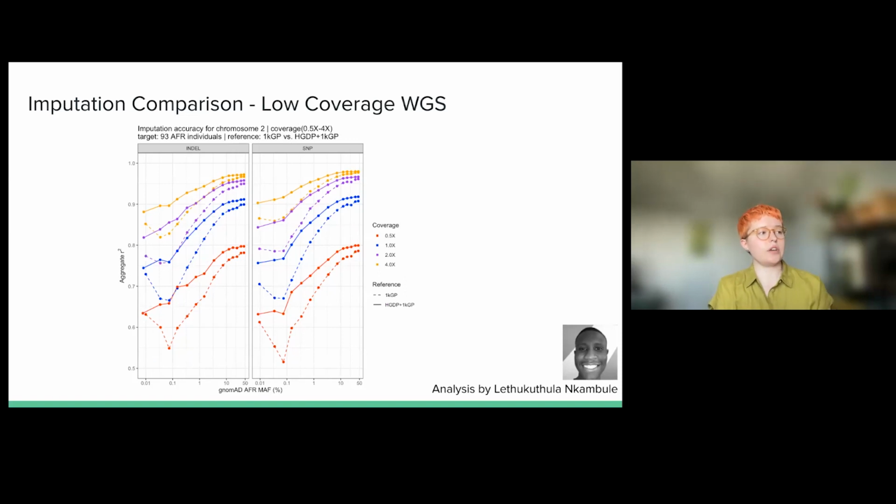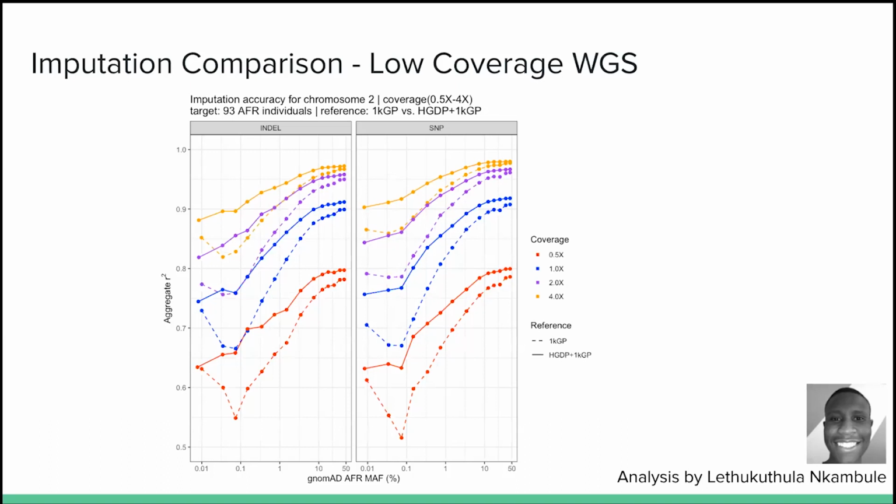And then this figure here is showing the comparison of low coverage whole genome sequencing. For low coverage, one needs individual level data, so we were not able to use TopMed in this comparison. Across all coverages, our reference panel performed better than 1000 Genomes. And for variants under allele frequency of 1%, including HGDP in the reference panel was equivalent to doubling your sequencing depth.